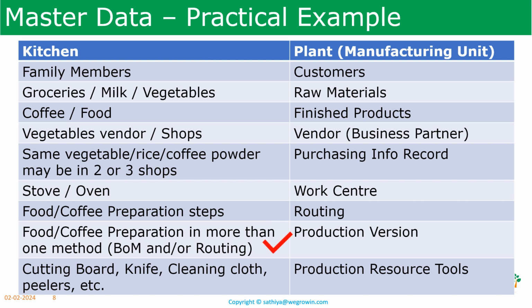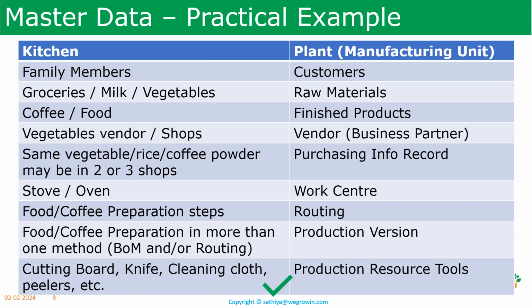And then if we want to produce one food, it's not that there is only one way to produce it. Sometimes a little bit of variation in the food may be there, or in a coffee, right? The same coffee we may make based on the decoction, or we may make based on the instant coffee powder. So to produce the same product, the coffee, we may have two kinds of bill of materials, or two ways to produce it. These different combinations are called the different production versions, meaning we have different versions of production.